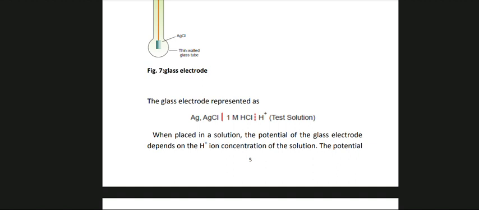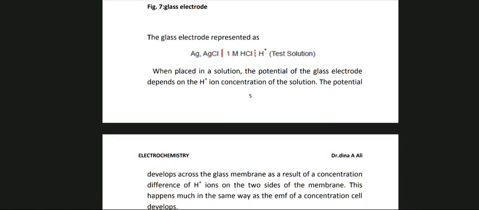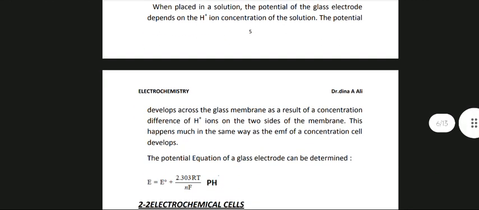When placed in a solution, the potential of a glass electrode depends on the H+ ion concentration of the solution. The potential develops across the glass membrane as a result of the concentration difference of H+ ions on the two sides of the membrane. This happens in much the same way as the EMF of a concentration cell develops. The potential equation of a glass electrode can be written as E = E0 + (2.303 RT/nF) pH.